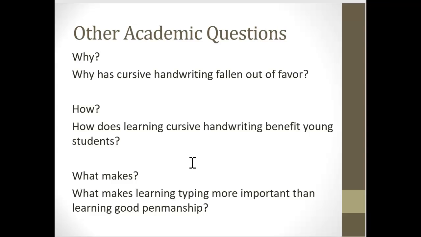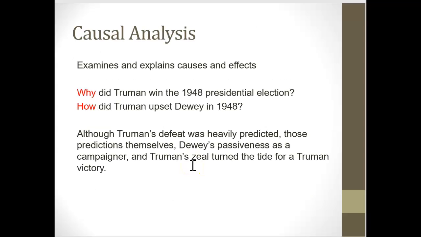The what makes question is a question of evaluation. We're actually trying to determine if one thing is better than another. So what makes learning typing more important than learning good penmanship? And so that's an evaluation question, and that's the kind of question I want you to ask and answer in this particular paper. Now, the fancy name for the why and how question is causal analysis, and I don't necessarily want to get caught up in the fancy terminology.